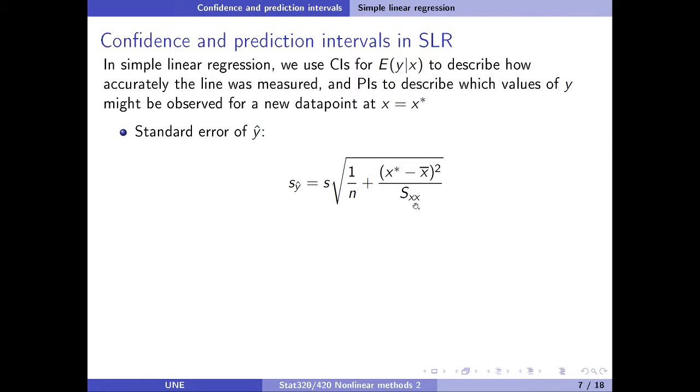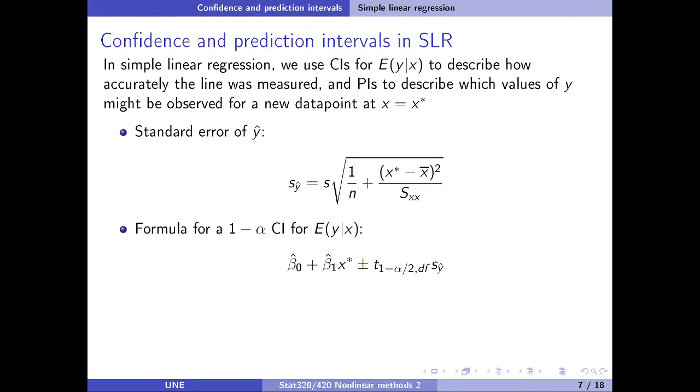If you have enough data, n is going to be really large. Sxx is going to be really large. So this whole term will be close to 0, and s of y hat will be close to 0 if you have a large enough sample size. What that says is we can basically get arbitrarily close to the true line as long as we can collect an infinite amount of data.